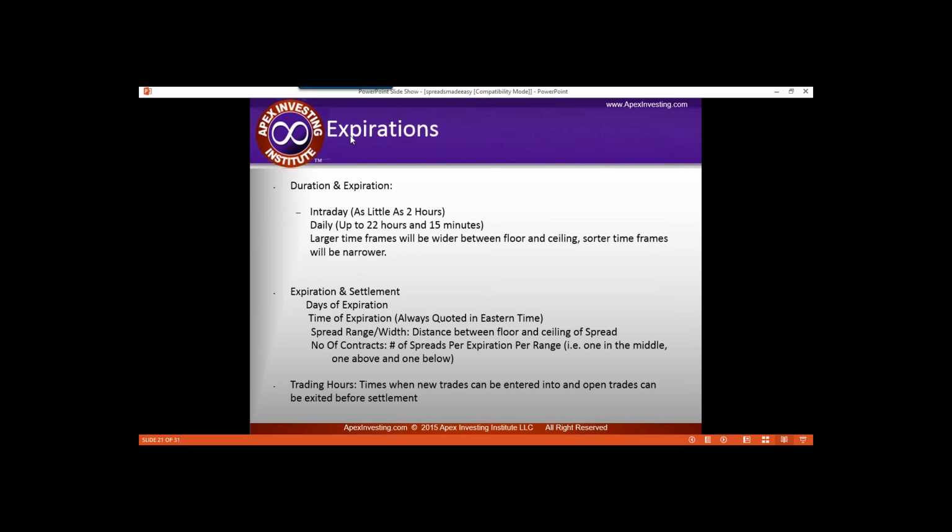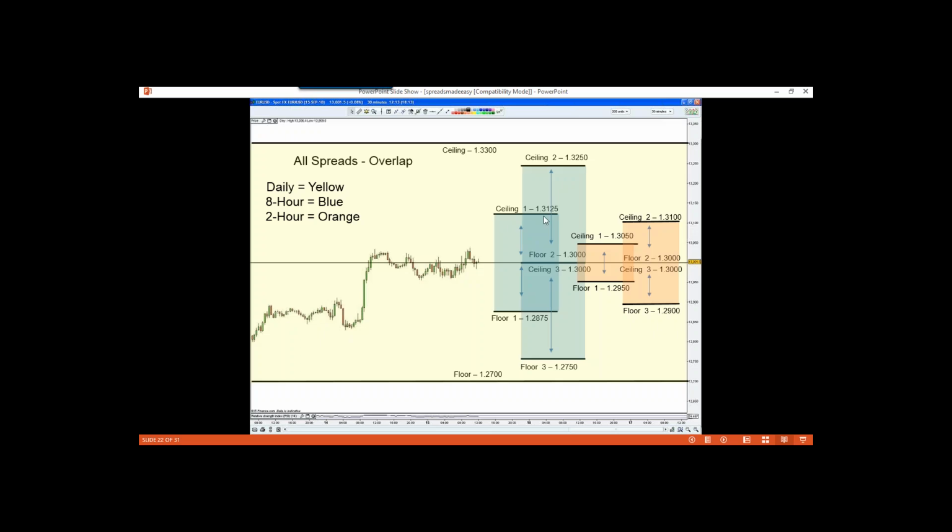All right, let's talk about expirations. Duration and expirations. What kind of spreads are there? Well, there's intraday spreads that are as little as 2 hours. There's daily spreads that can last up to 22 hours. And there's different expirations and settlements, all right? You've also got different spreads that come out.